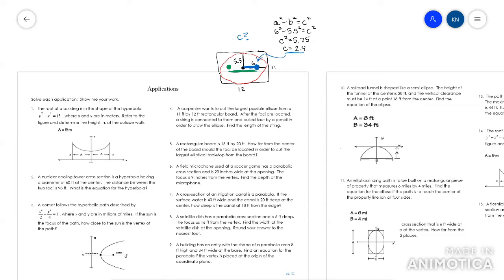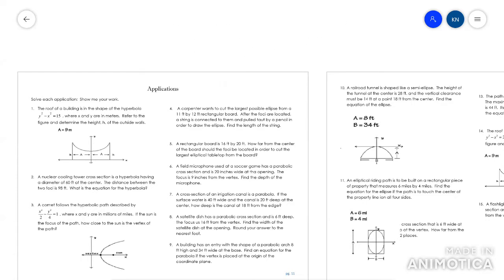But they want green, which is double that distance. So I would take this and times by 2, and I would get 4.8 feet. That would be my answer. I might have interpreted that one wrong, but that's how I would have done it.